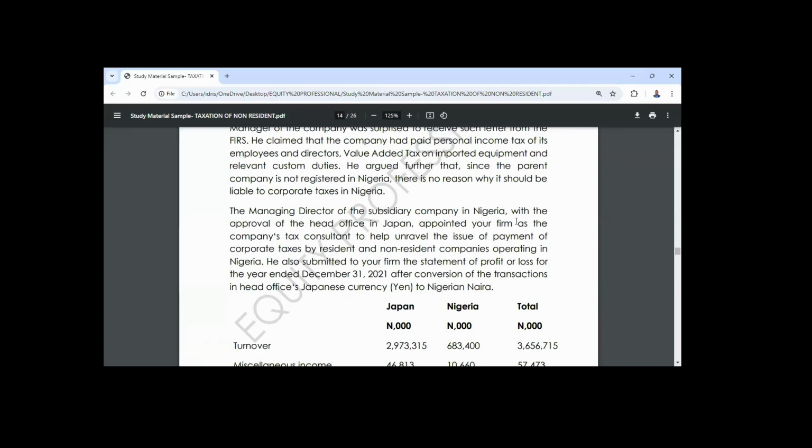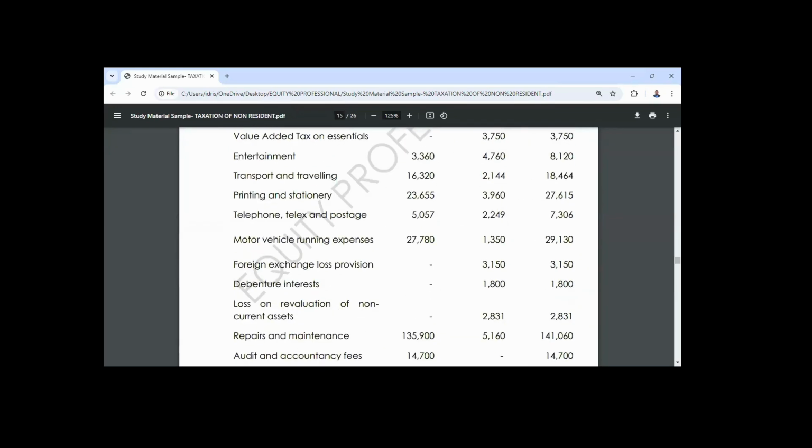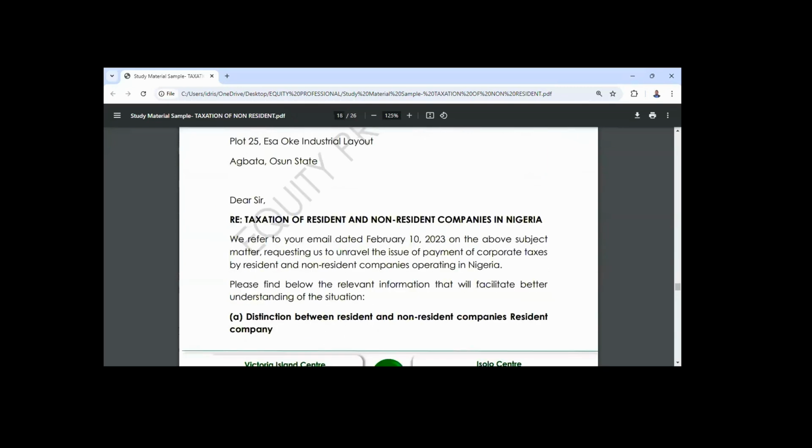As a task, your firm was appointed by the managing director of the subsidiary in Nigeria, with the approval of the head office in Japan, as a tax consultant to help them unravel the issue of corporate taxes by resident and non-resident company. That is the main heading to this question. Your subject of the matter: taxation of resident company and non-resident company in Nigeria.